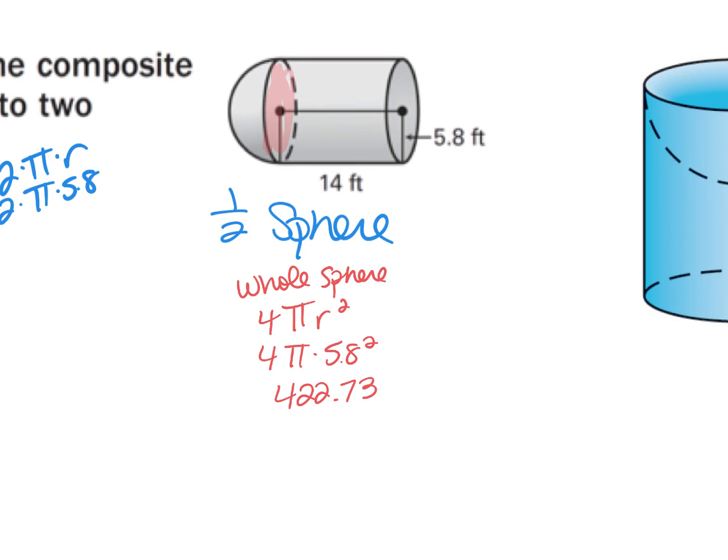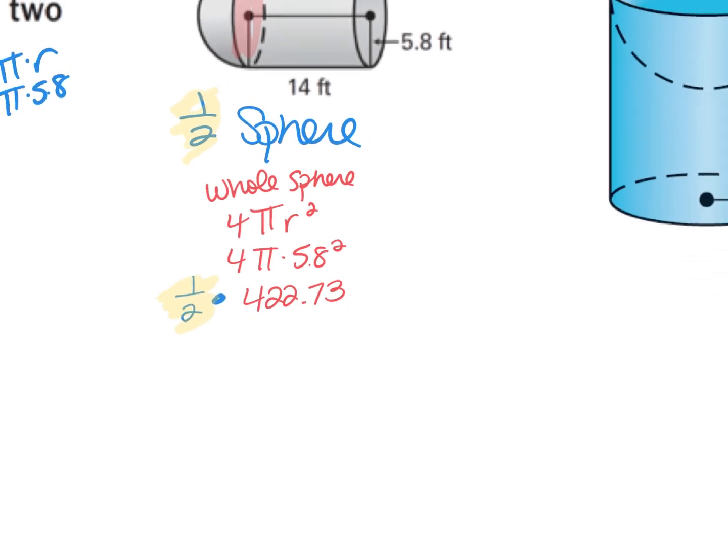And then don't forget, we need to do that half part. So then we have to multiply it times a half or divide it by 2, however you like to think of it. So that's where I'm getting that half. So 422.73 divided by 2, and you end up with 211.37.